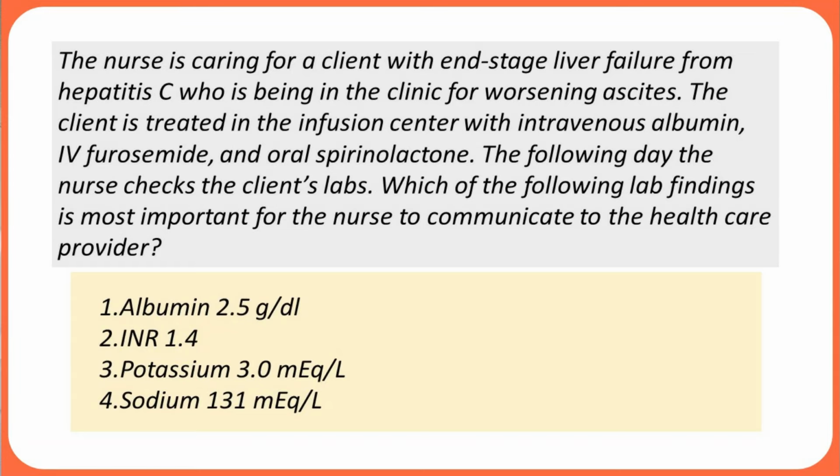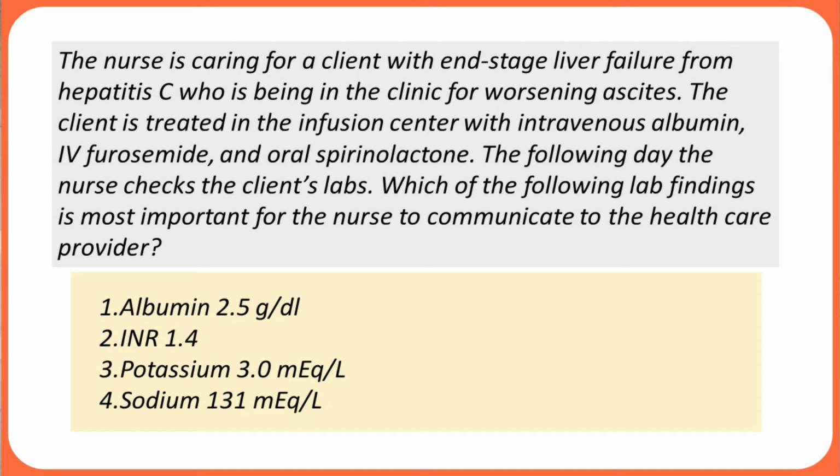Yes, when a patient is diagnosed with end-stage liver disease or cirrhosis, there are chances of prolonged prothrombin time and elevated INR. Why? Because of some issues related to coagulation factor production and all. So that is also expected. And one more thing, this is not dangerously high. So we can avoid option 2, INR 1.4, or we will just keep it as a second priority intervention.